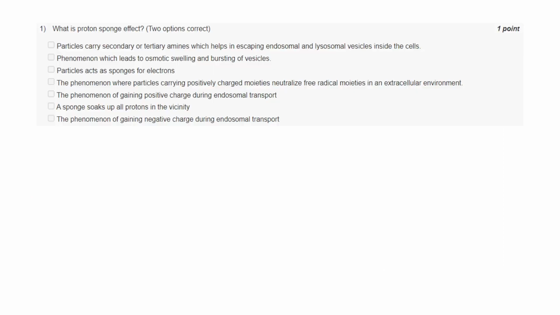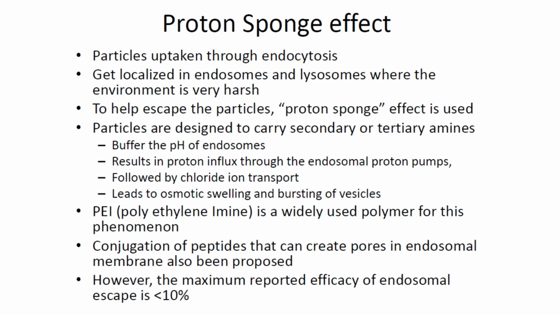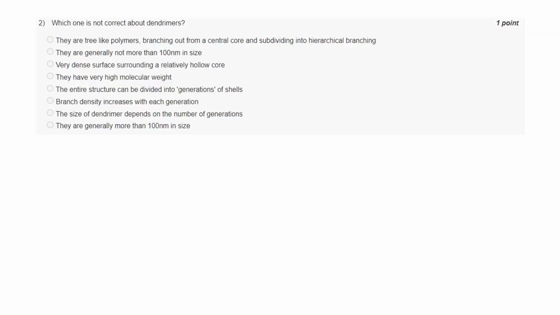Okay, so I hope I was able to explain the proton sponge effect effectively and you guys have no doubts about this. If you have any doubts, you can stop me at any point of time and we can revisit the question. So I'll move on to the next question. Question 2: which one is not correct about dendrimers? Dendrimers are also one type of particles we synthesize for drug delivery systems, and the question is asking us for the false statement about dendrimers, and we have various options.